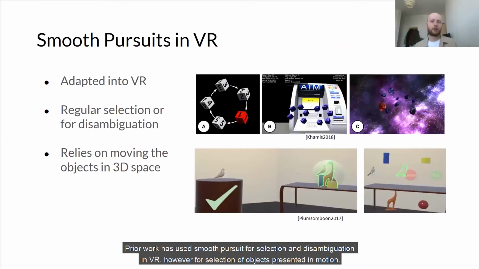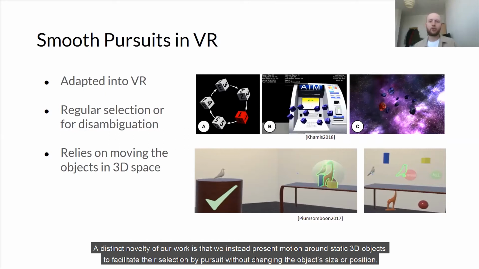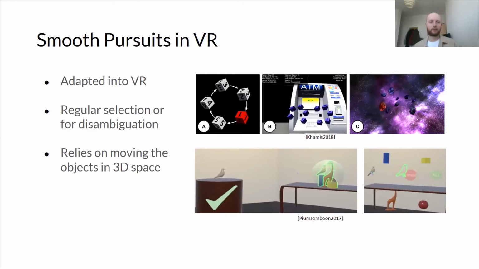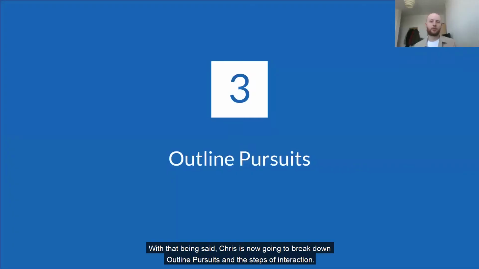Prior work has used smooth pursuit for selection and disambiguation in VR, however, for selection of objects presented in motion. A distinct novelty of our work is that we instead present motion around static 3D objects to facilitate their selection by pursuit without changing the object's size or position. With that being said, Chris is now going to break down outline pursuits and the steps of interaction.